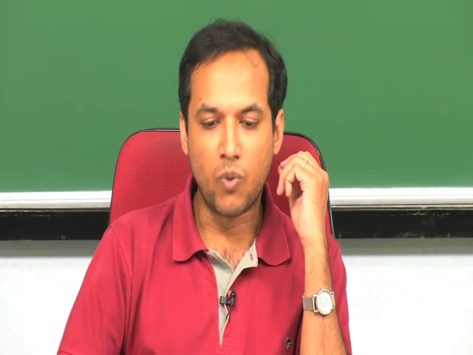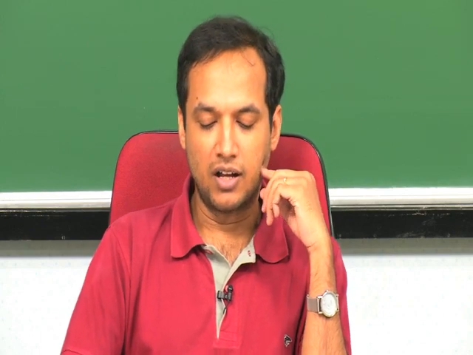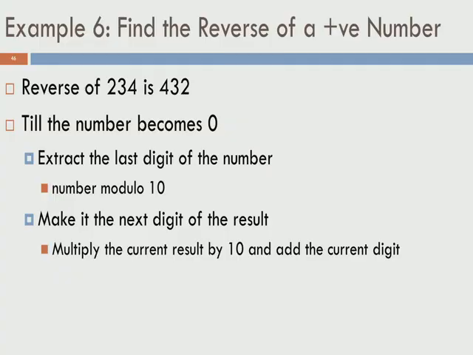Finally, I give one last example for a while loop. Again, at this point we do not know the number of iterations that we are going to execute. The problem is finding the reverse of a positive number. If I want the reverse of the number 234, it is 432.